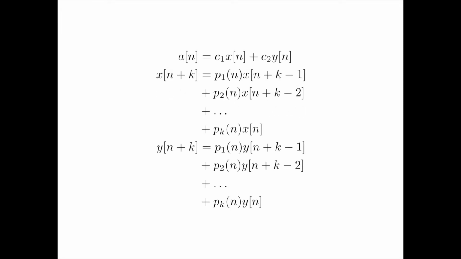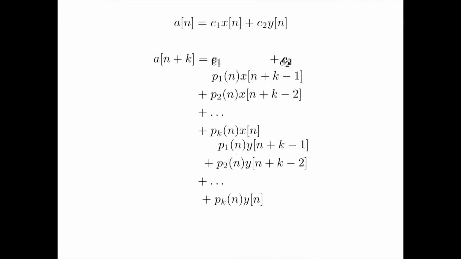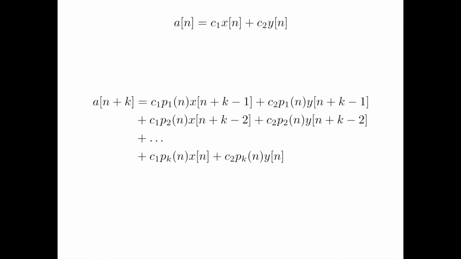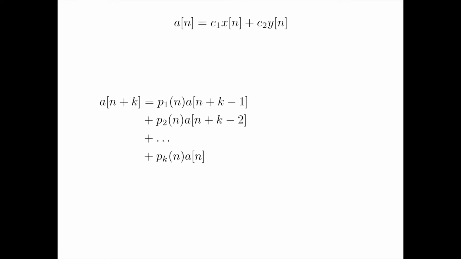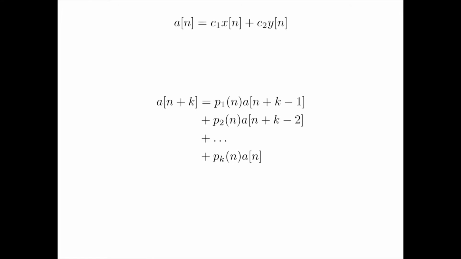In writing, we have this. So we're going to prove that a of n satisfies the same recurrence relation. We're going to go ahead and shift the first line by k. Then we're going to plug in our expressions for x of n plus k and y of n plus k, distributing the constants. Then we can pull out the p1 of n and p2 of n and pk of n. And now these sums are simply the definition of our sequence a. And so therefore a satisfies the same recurrence relation. This property ends up being extremely useful in solving such recurrence relations.